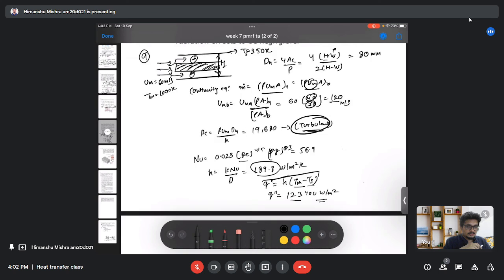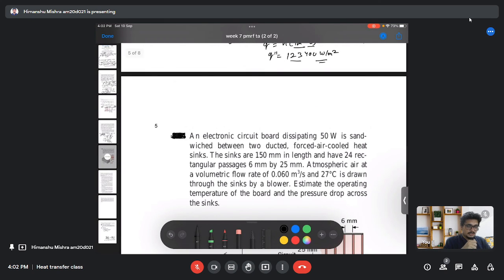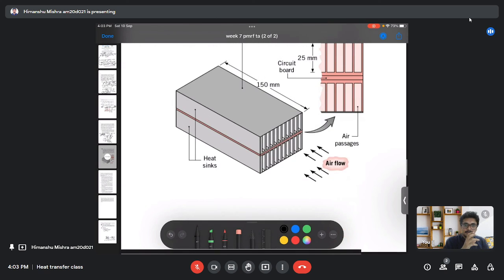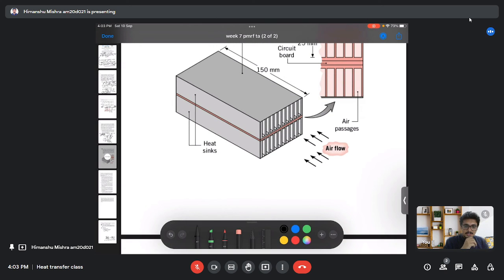We also looked at one question related to the entry length region. That means the flow is not fully developed over the entire length given, and we found the heat transfer rate in that region. For next week, I will solve the remaining portion of internal flow heat transfer, and we will also look at some questions related to boiling and evaporation problems.